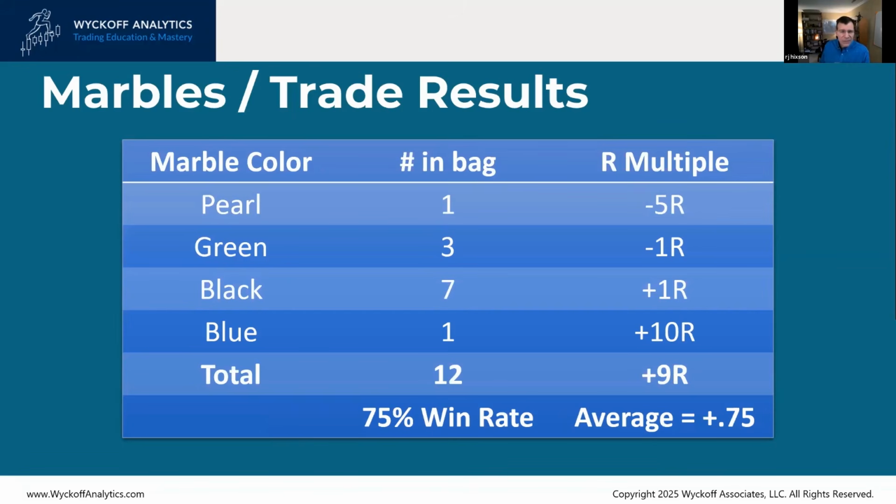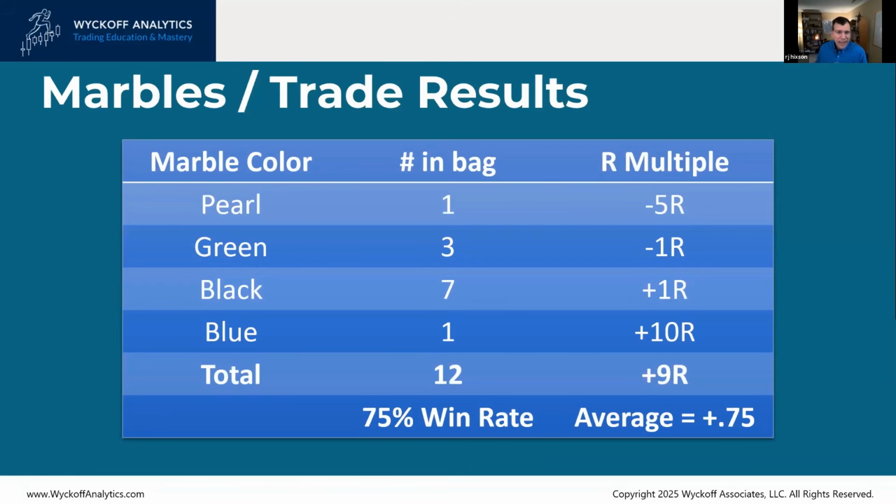Now what that means is if you risk $100 on a trade and I pull out the pearl marble, you have a loss of 5 times whatever you risked. So minus 5 times 100 is -$500. You would lose $500 on that trade, and you would adjust your equity. There are 3 green marbles, and each of those has a value of -1 R. So you lose what you risked. If you risked $100 and I pull out a green marble, you lose $100.